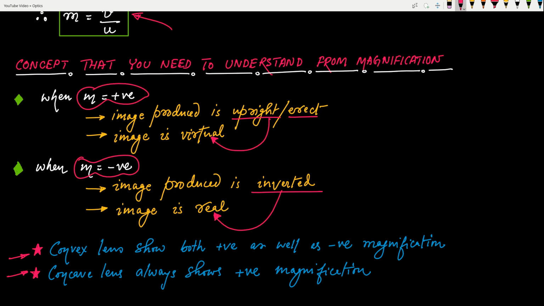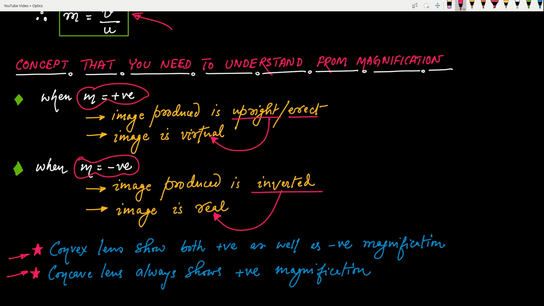We know that for a convex lens, whenever the object is kept between infinity and focus, the image produced is always real, as you have seen. And whenever the object is between focus and optical center for a convex lens, we always get a virtual image, and the image is enlarged.